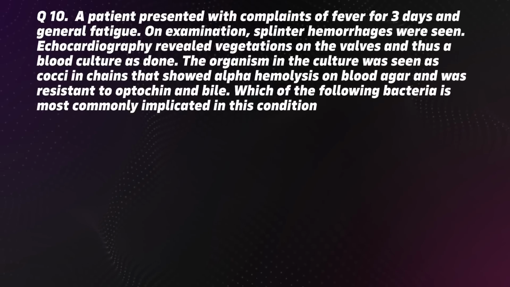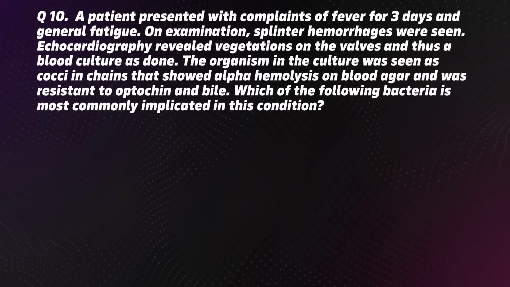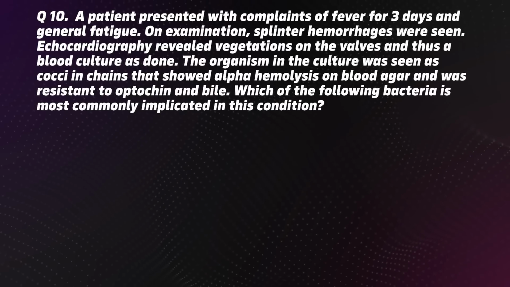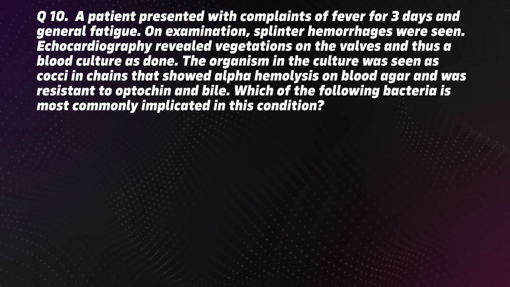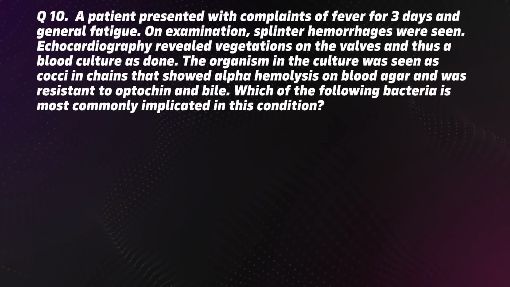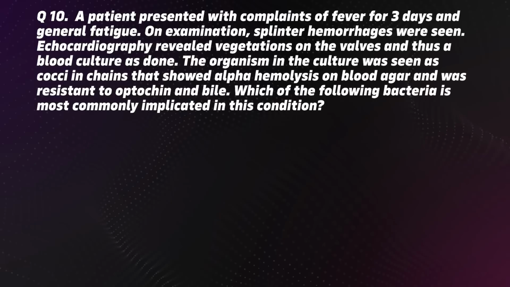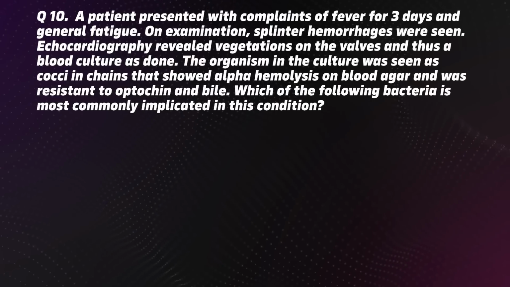Question 10. A patient presented with complaints of fever for 3 days and general fatigue. On examination, splinter hemorrhages were seen. Echocardiography revealed vegetation on the valves and thus a blood culture was done. The organism in the culture was seen as cocci in chains that showed alpha hemolysis on blood agar and was resistant to optochin and bile. Which of the following bacteria is most commonly implicated in this condition?